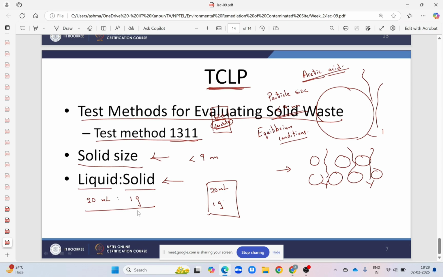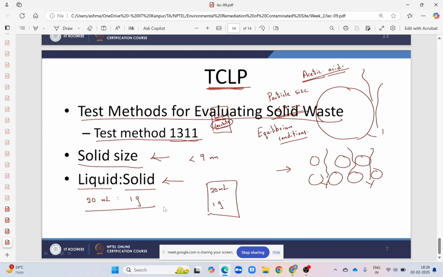So suppose we have taken 1 gram of solid, then we need to add 20 ml of the extractant solution, and then we shake the sample in an end-over-end shaker, where we give two or three complete rotations of 180 degrees and 360 degrees. After 18 to 20 hours we filter the sample and analyze for heavy metals and other contaminants, and find out whether it is passing the TCLP test or not.